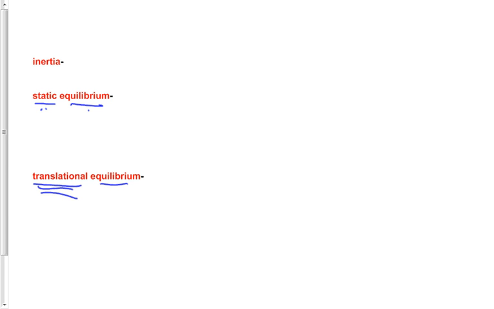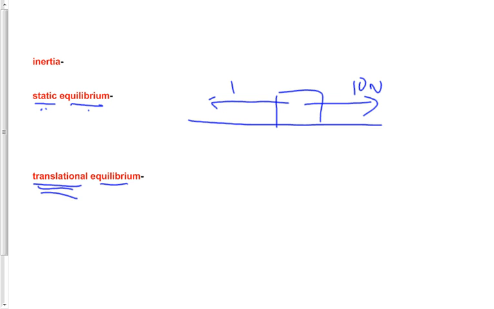What happens when you have balanced forces and the object is moving? Here's an object on the ground. It's moving to the right. We apply another force to the right of 10 newtons. We apply a force to the left of 10 newtons. What's going to happen to that object that was already moving at 5 meters per second? It's going to keep moving at 5 meters per second.